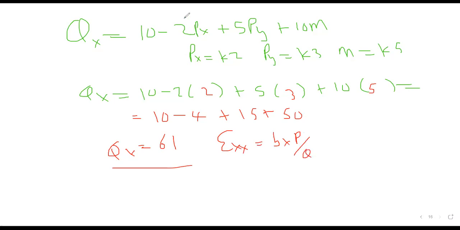So the slope for good X here is what? The B for good X is -2. The B for good Y is +5. The B for income is +10. So whenever we get a negative cross price elasticity, it is a complementary good. A positive, it is a substitute.